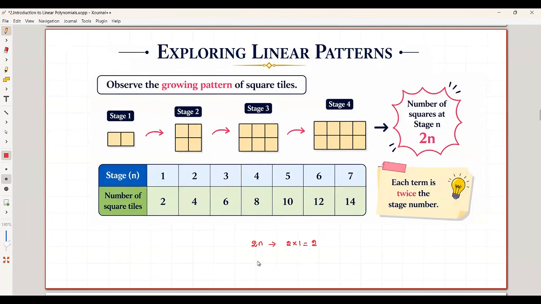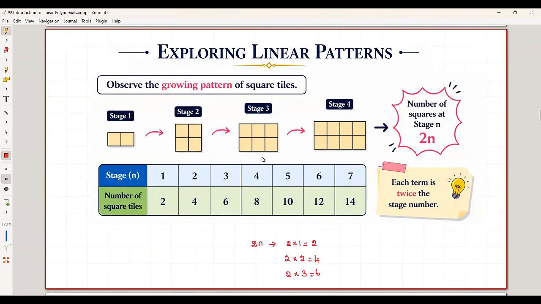N is equal to 2. If I take n is equal to 2, I'll be getting 2 into 2, 4. Second stage. If I take n is equal to 3, 2 3s are 6. I'll be getting the third stage. Okay, n is equal to 4, 5, 6. So in general, the common pattern is 2n. This is like a formula I can say. So based on this, here these are even numbers. The numbers of square tiles are even numbers 2, 4, 6, 8. For the even numbers, it is the 2n pattern.